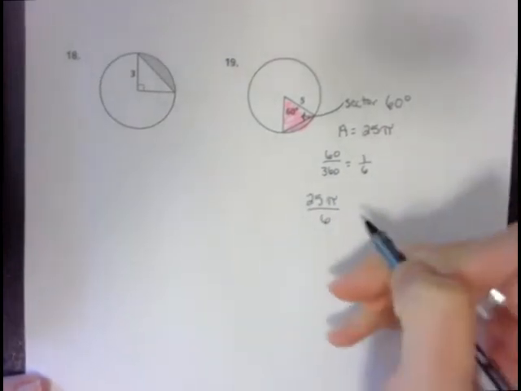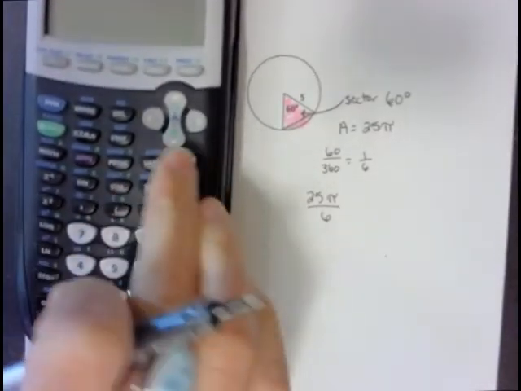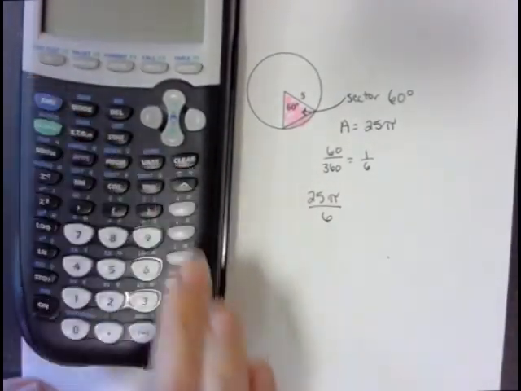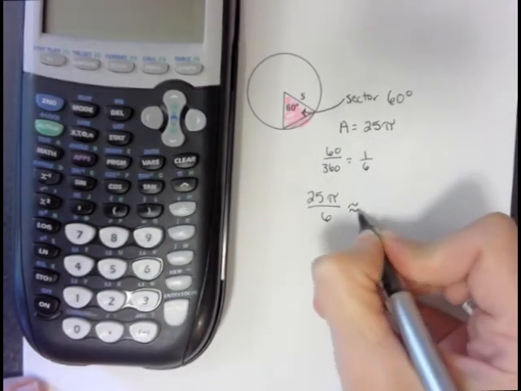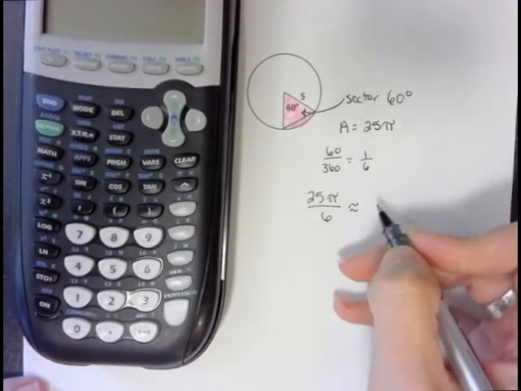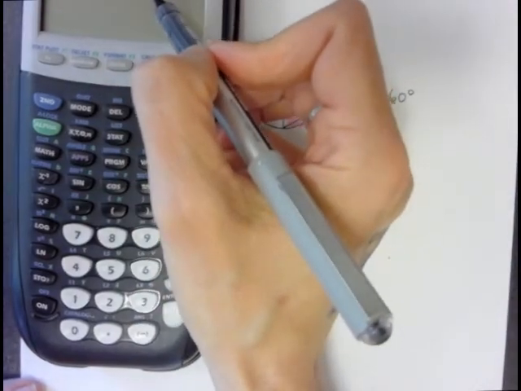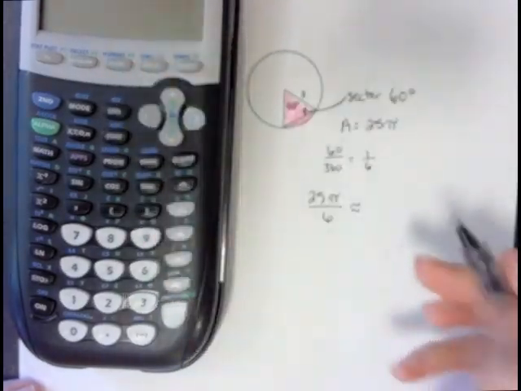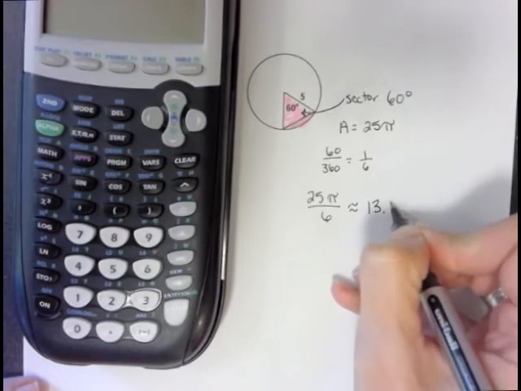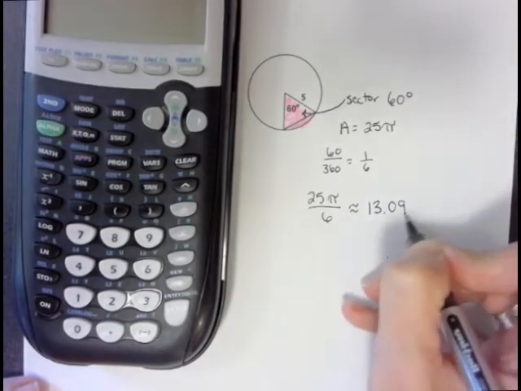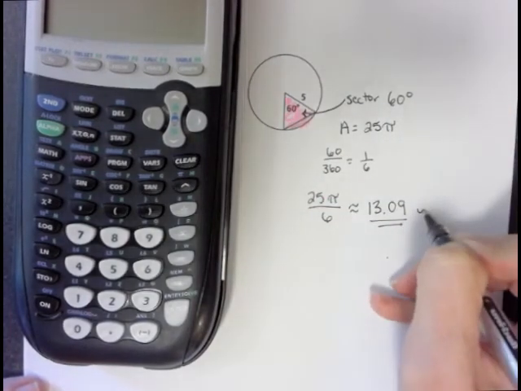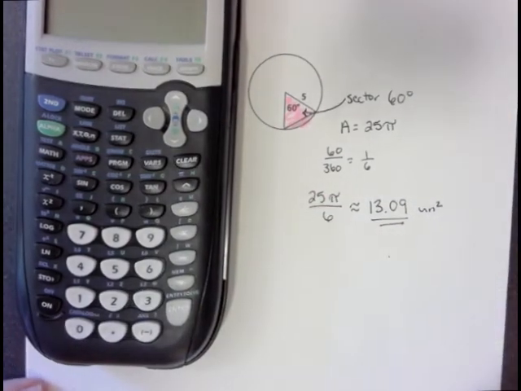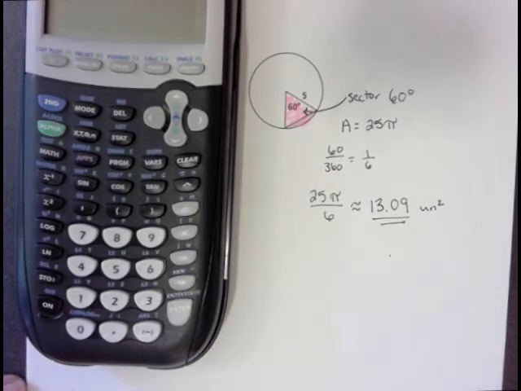Again, I put this in my calculator, 25 pi divided by 6, and I get approximately, let's round to the nearest thousandth again. Thousandth is hard, right? Let's round to the nearest hundredth for fun. 13.09. And this doesn't have any units on here, so it's square units. We could write the units, but we don't have to because it doesn't have any units. So that's the area of the sector.